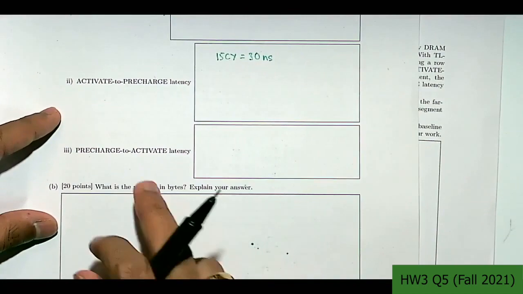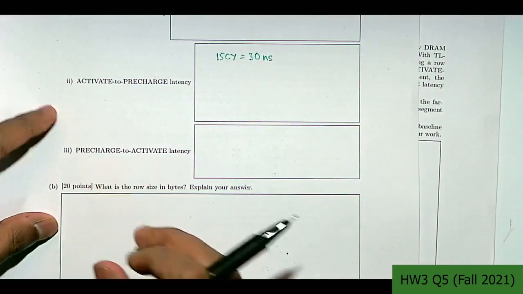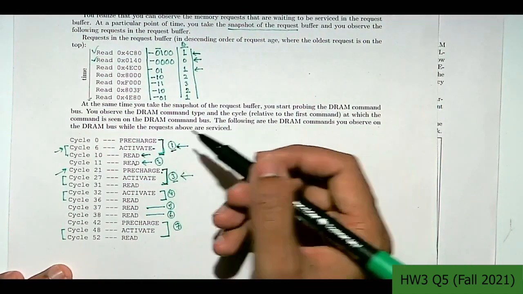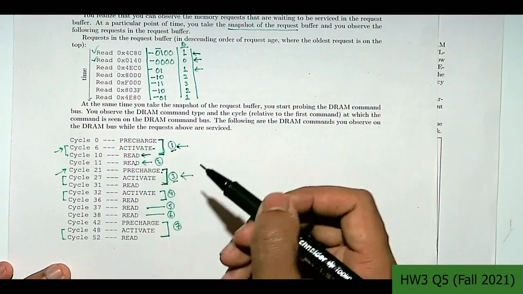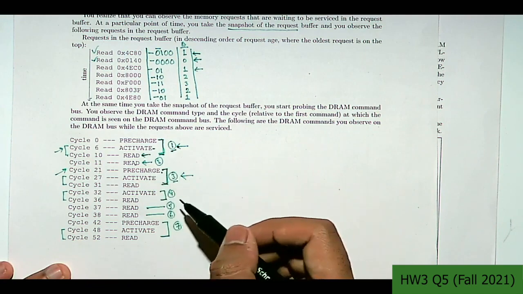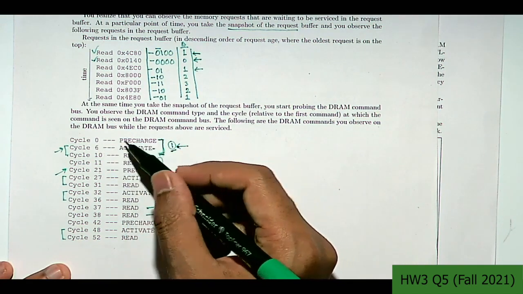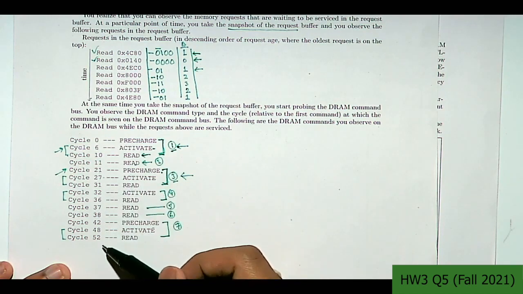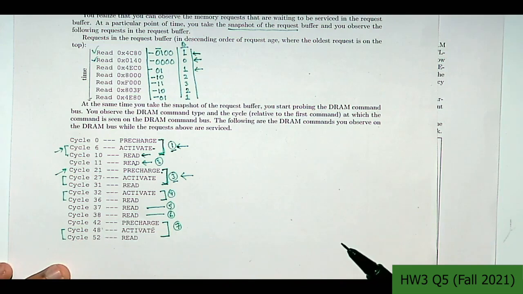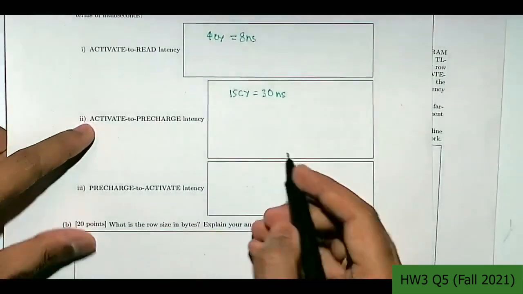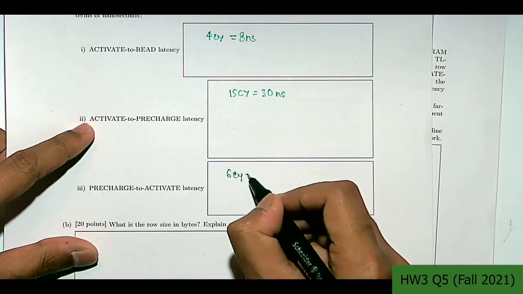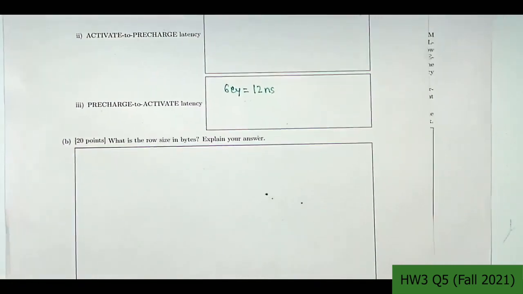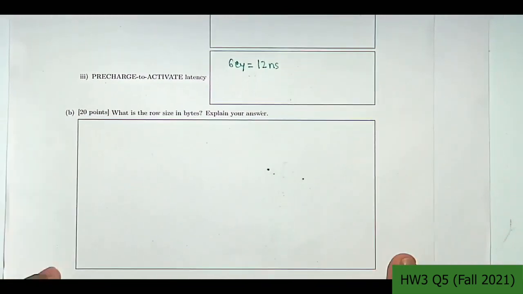So the second one is precharge, and the third one is precharge to activate latency. Precharge to activate is straightforward. So precharge to activate, and then precharge to activate. In all three cases, these three pairs are followed by 6 cycles, right? So that means it has to be 6 cycles, which is equivalent to 12 nanoseconds. Make sense? Okay. Now, a little bit trickier question.